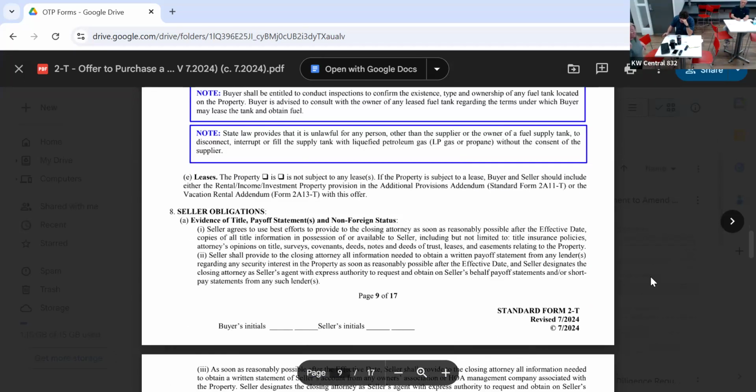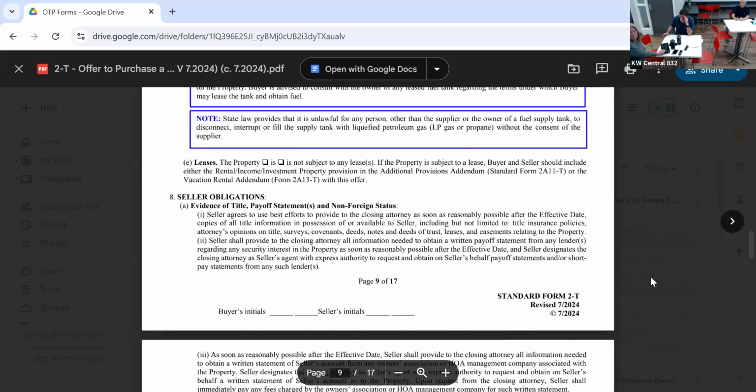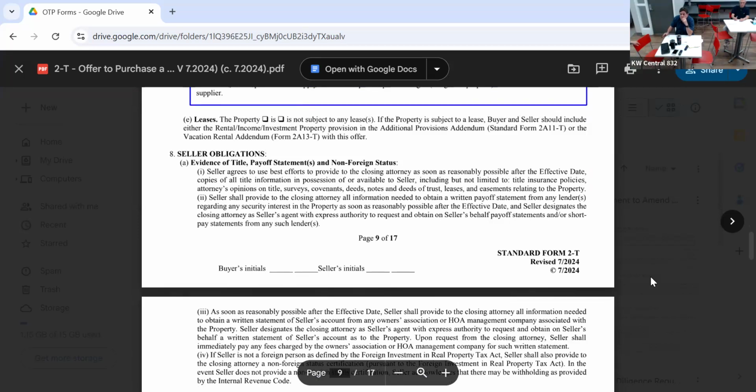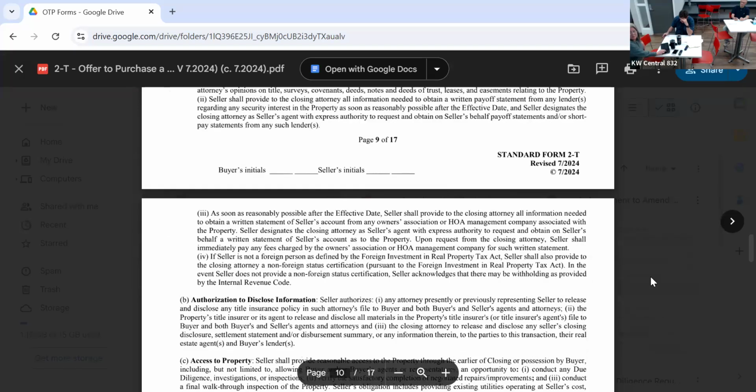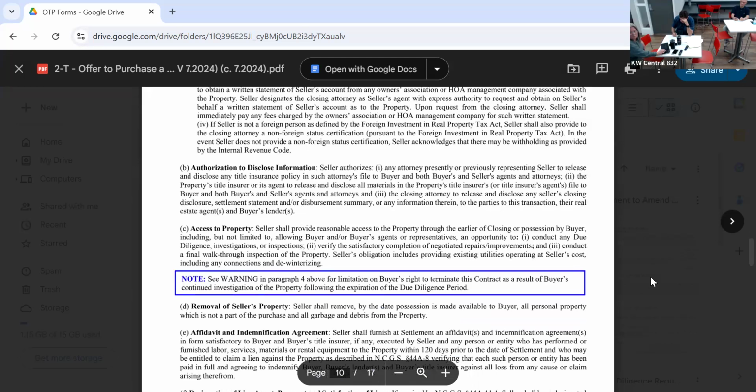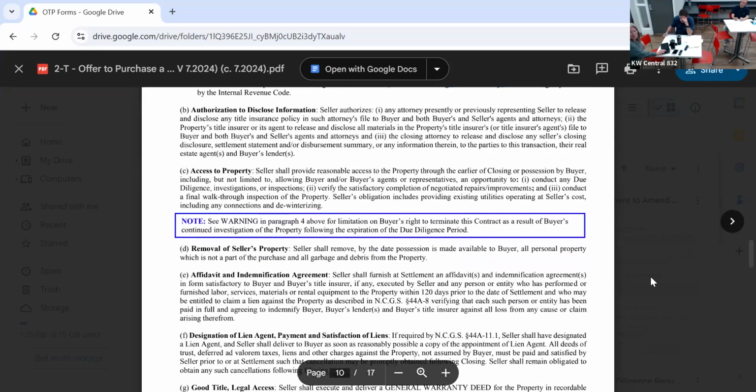Is or is not a lease. If there is a lease, the leases need to be provided, and they are provided by attaching an additional provisions addendum where it addresses the rent rolls, all of that. Again, these are reading topics for your pleasure.